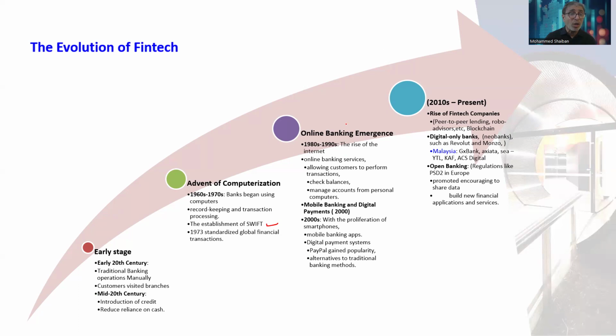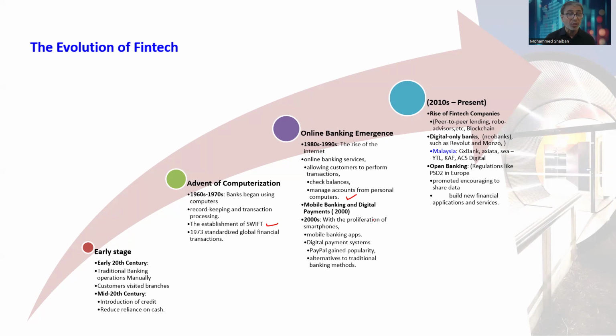Online banking started from 1980 to 1990. I think this is the time when we started to use ATM machines also. This was the time of the internet, and online banking services started, so you could check your bank account, withdrawals, all transactions, and check balances from home through this access. And you can even manage your accounts from personal computers. Mobile banking also started in 2000. We still have mobile banking until now, which is within the profile of smartphones.